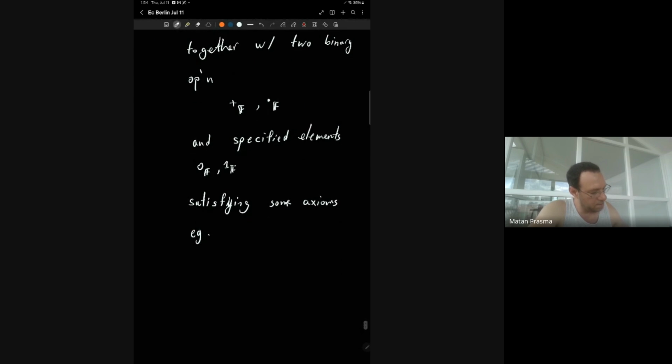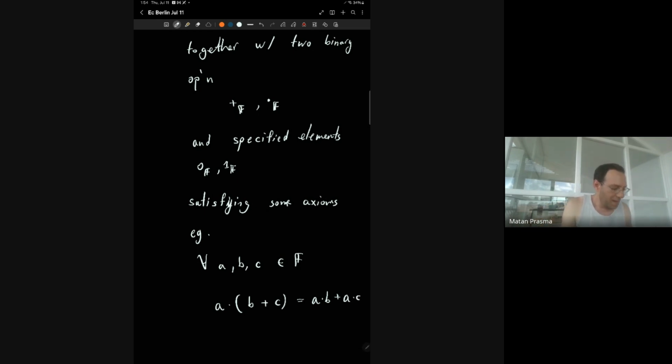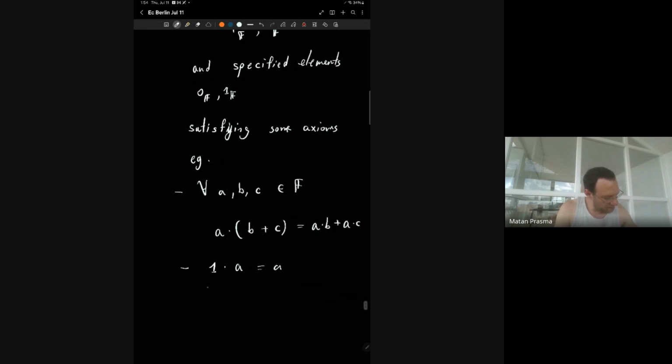For example, you want, for any A, B, and C in F, that A times (B plus C) is the same as A times B plus A times C. And you would want that 1 times A is A, and that 0 times A is 0. So this is like an abstraction of what we have with ordinary numbers, either integers or real numbers.